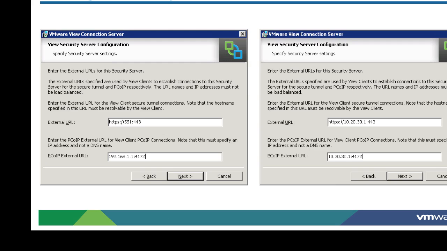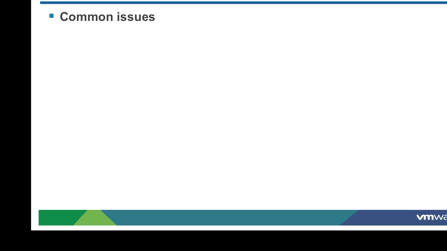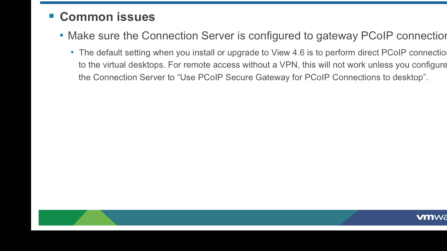Okay, so the final topic I want to cover here is troubleshooting PC over IP remote access with VMware View 4.6. So I'll go through some of the common issues. There are three main issues. The first is to make sure that the connection server is configured to gateway PC over IP. So each connection server involved in PC over IP remote access must be upgraded to View 4.6. It is not supported in older versions.